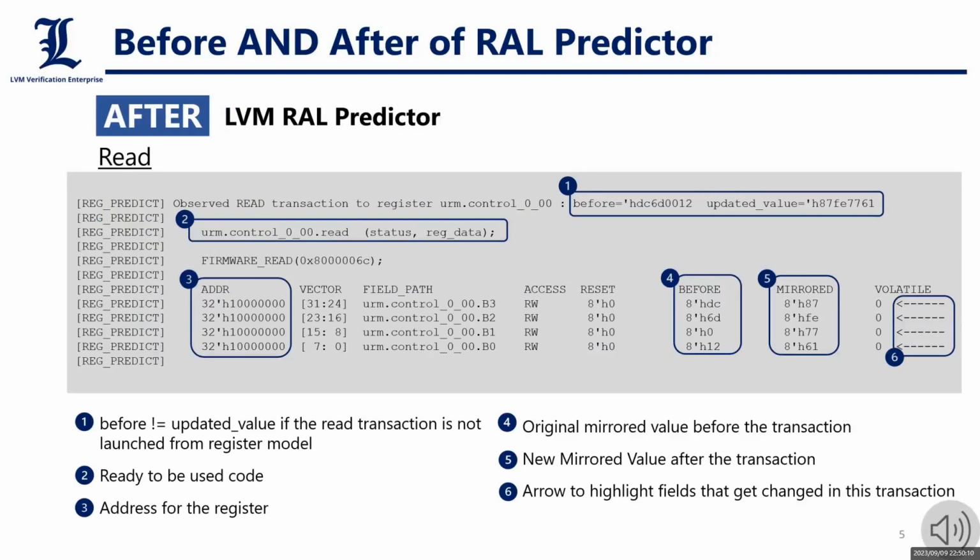With our RAL predictor, a read transaction will be expanded with much more info. Item number 1 here shows the register mirrored value before and after the read operation. Meanwhile, useful and ready-to-use code for register read is printed as annotated at item 2. Besides, a sample code for firmware is shown here. Not only that, the register field full map info is printed to let the user know the address of the register, each field's bit positions, field full path, access type, reset value, and mirrored value before and after the read operation. In case the mirrored value is changed, it will be marked with an arrow sign.